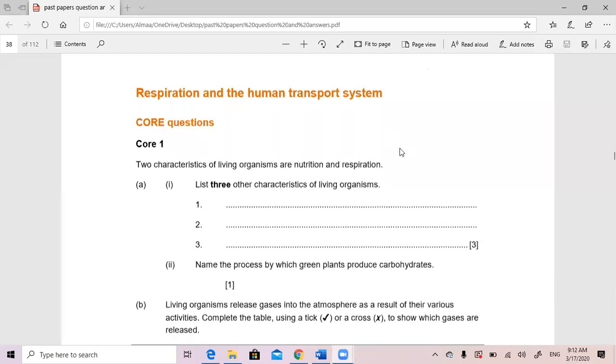Inshallah, we will study today respiration and the human transport system. We have two kinds of respiration, aerobic respiration and anaerobic respiration. We define respiration and we talk about the two kinds of respiration. But what is respiration first, or what is aerobic respiration definitely?